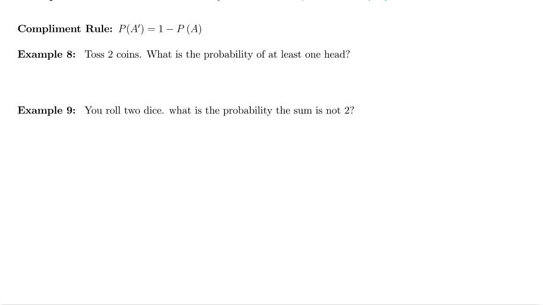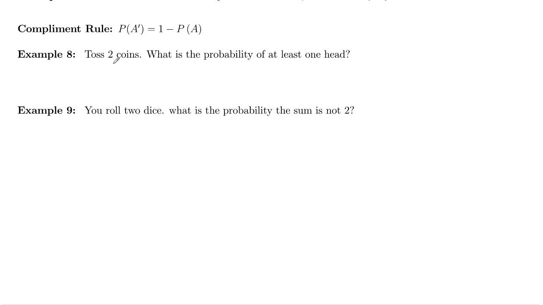Now that we know how to find complements, we can use something called the complement rule. Sometimes it's easier to find the probability of one event by finding the probability of its complement and then subtracting from 1. So that's what this complement rule says. If you want the probability of the opposite of an event, do 1 minus the probability of the event.